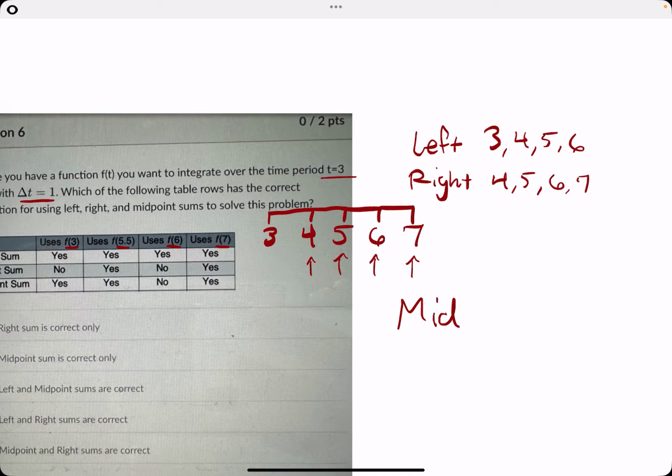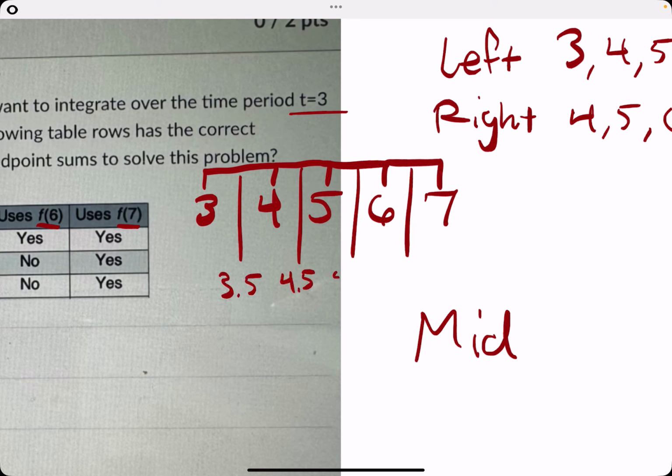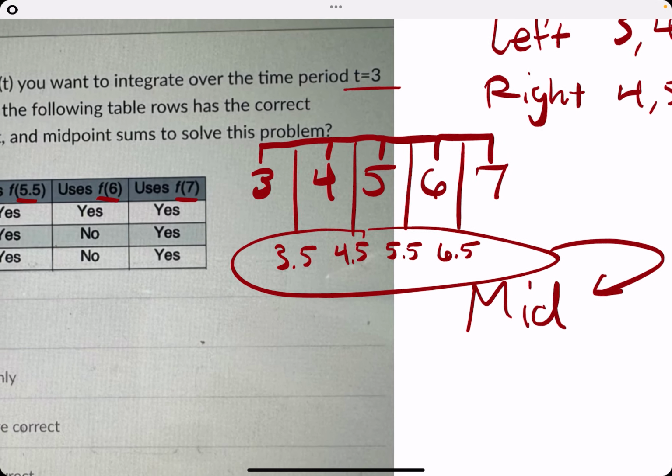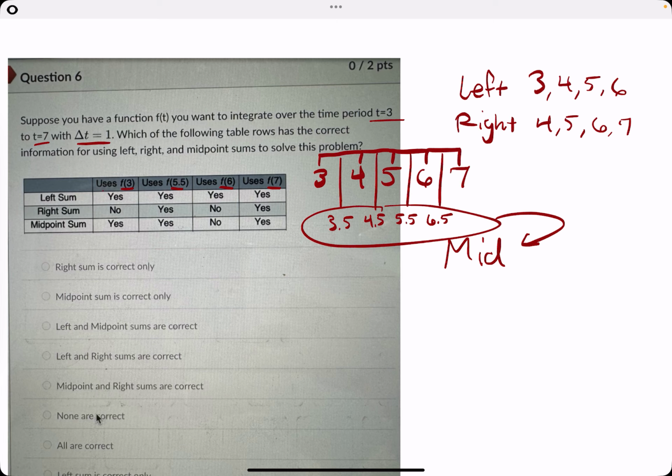Now, midpoints. Which x values are we using for the midpoints? Well, they come from halfway between these x values that we have here. So for a midpoint, we'd use 3.5, 4.5, 5.5, and 6.5. I will not write them again. I'll just say these are for the midpoints. And again, we'd use the f values from these x values. Got it? All right. So let's go through each row here.